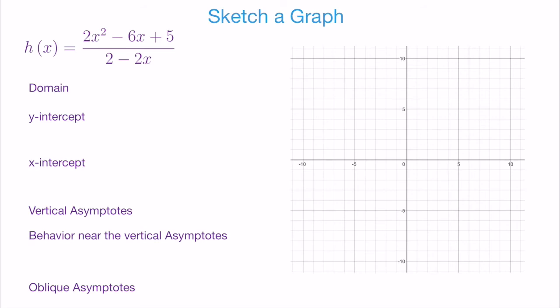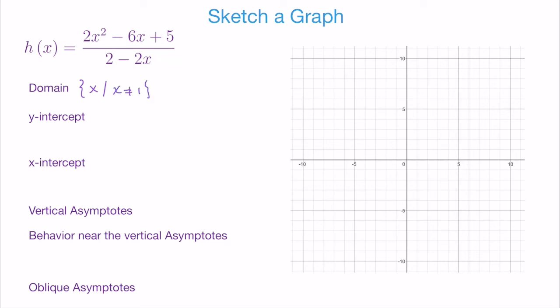Our last example. Let's graph h of x. What's the domain? So the domain of h is the set of all real numbers, and we have to find out when the denominator is 0. That's when 2 minus 2x equals 0. Bring the 2x to this side, so add 2x on both sides. So 2 equals 2x, and then divide by 2 both sides. X equals 1. So it's all real numbers except 1.